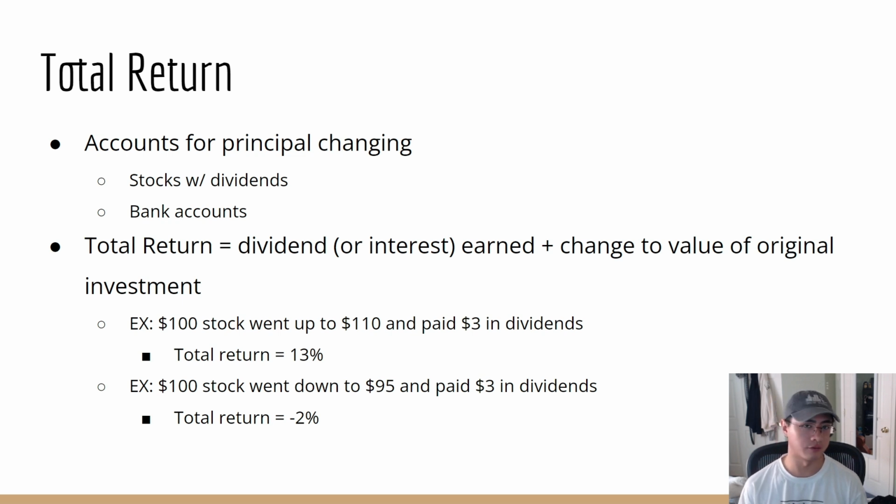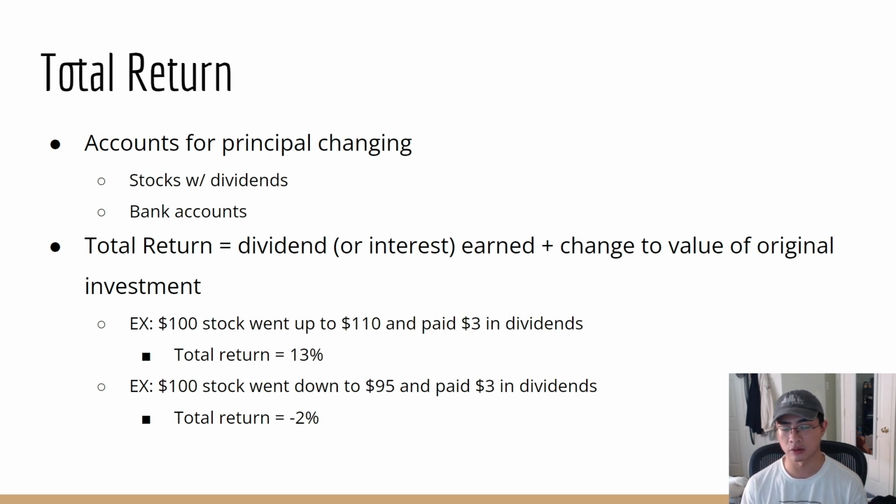And the equation or the formula for total return is the dividend or interest earned, so that's like the income generation, plus the change to value of the original investment. So for example, if a $100 stock were to go up to $110 and pay $3 in dividends, the total return is actually 13%. And if that 100 stock were to go down to 95 and paid still $3 in dividends, the total return is actually negative 2%.